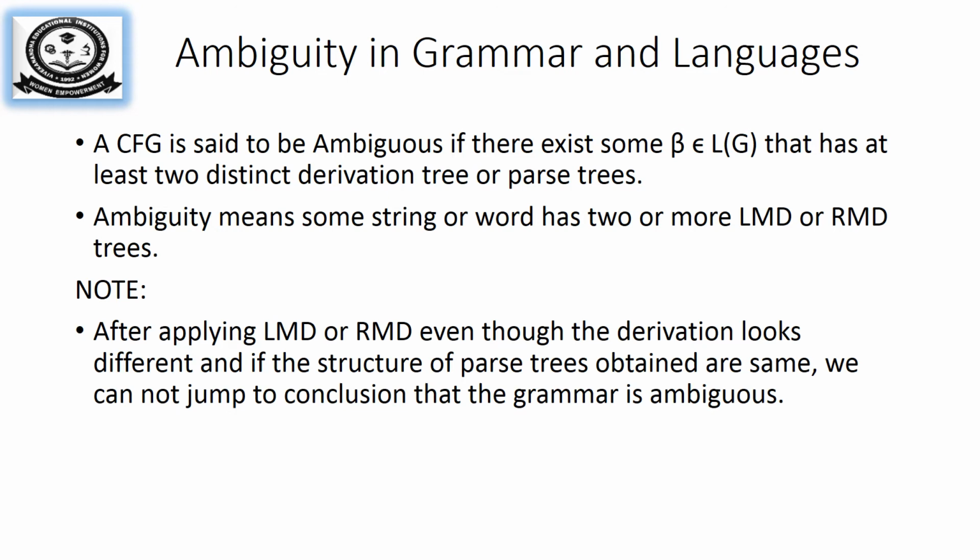Even after applying LMD and RMD, the derivation may look different, but the structure of the tree remains the same. So you should be cautious that even after LMD and RMD, the tree may remain the same structure. So we cannot jump to the conclusion that the grammar is ambiguous based on the derivation. You will decide if a grammar is ambiguous only based on the parse tree.